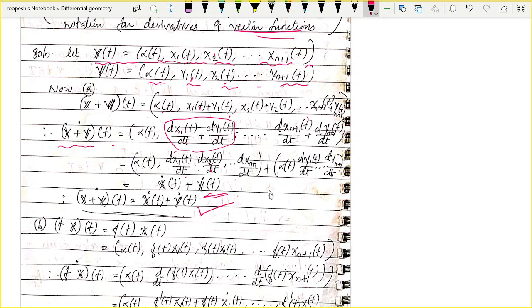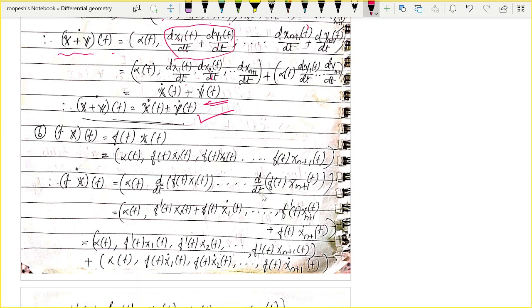And the second one: (fX)(t) is defined as f(t) into X(t). So again this will become alpha(t) into this. f(t) is a scalar, so we want to multiply that with every vector component, that means X1(t), X2(t), etc., X_{n+1}(t). Next we want to find the derivative, right? So the derivative of this: when you are finding the derivative of a single term, I am writing here f(t) into X1(t).